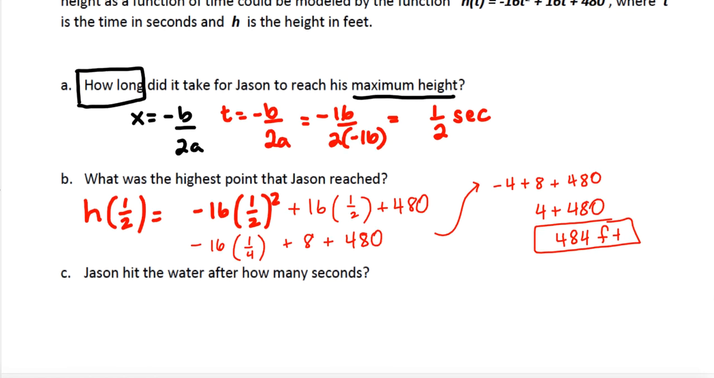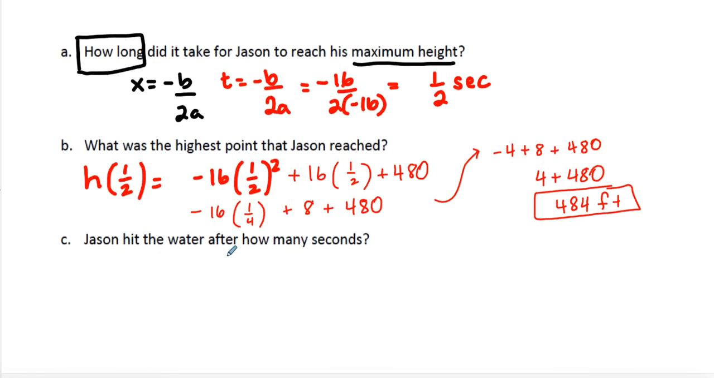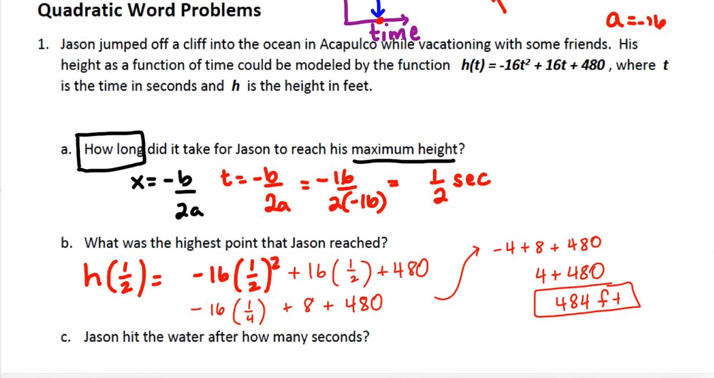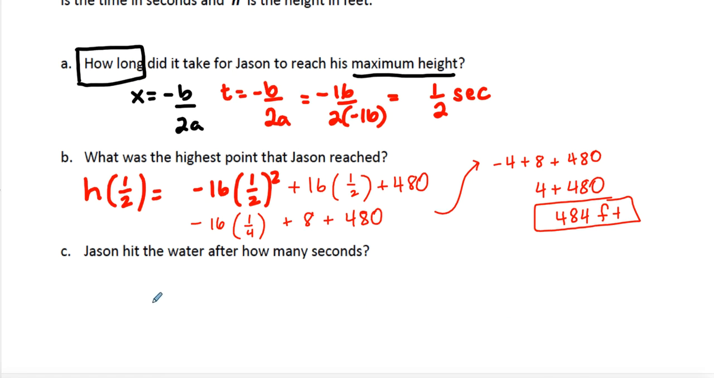All right, and the last question they ask is, Jason hit the water after how many seconds? So let's go back to that picture. He hit the water right here. That's the x-intercept, or when h is equal to 0. So we're going to set h at t equal to 0 and solve. So negative 16t squared plus 16t plus 480 equals 0.